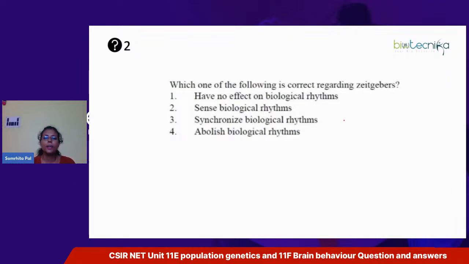So this is again a question connected to your brain behavior and learning. You will study in details. You have to study these biological rhythms in details. Yes, the correct option is option 3. Okay, synchronize the biological rhythms. See, so you just have to understand the biological rhythms. What are these biological rhythms? How they are synchronized? Okay, what is the pattern? What is the rhythm that is being followed? Simple thing.